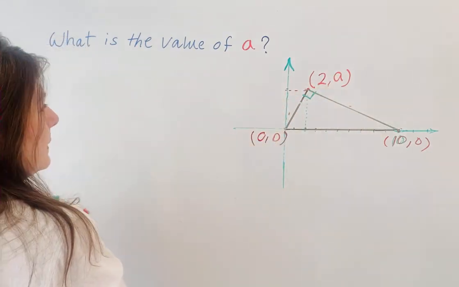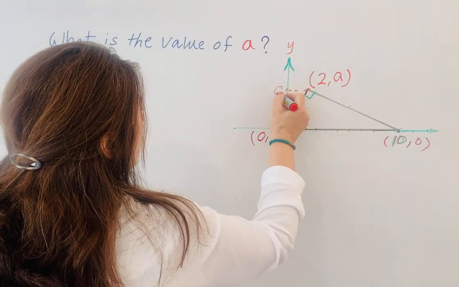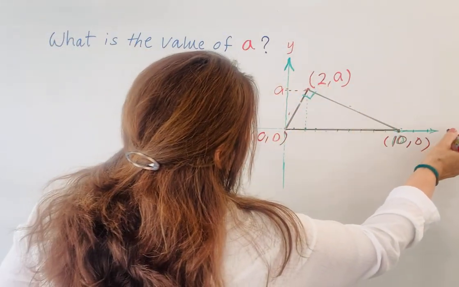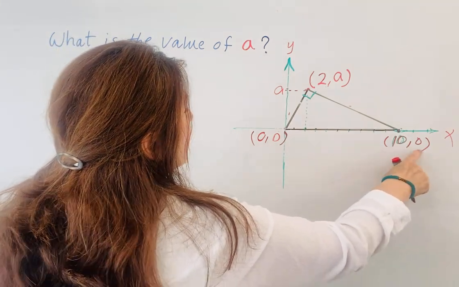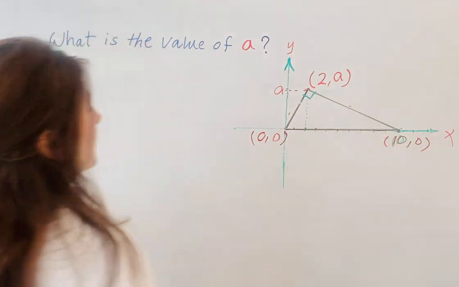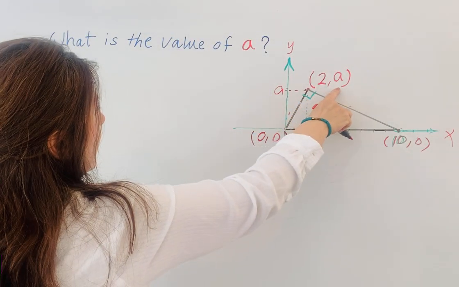A is this Y value of this point. This is x. And the other one is (10, 0): x is 10 and y value is 0. Okay. We are looking to find A.